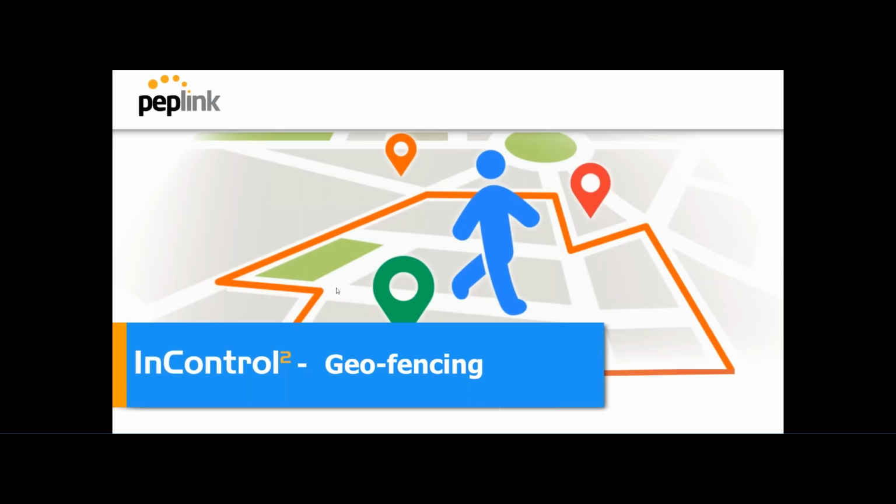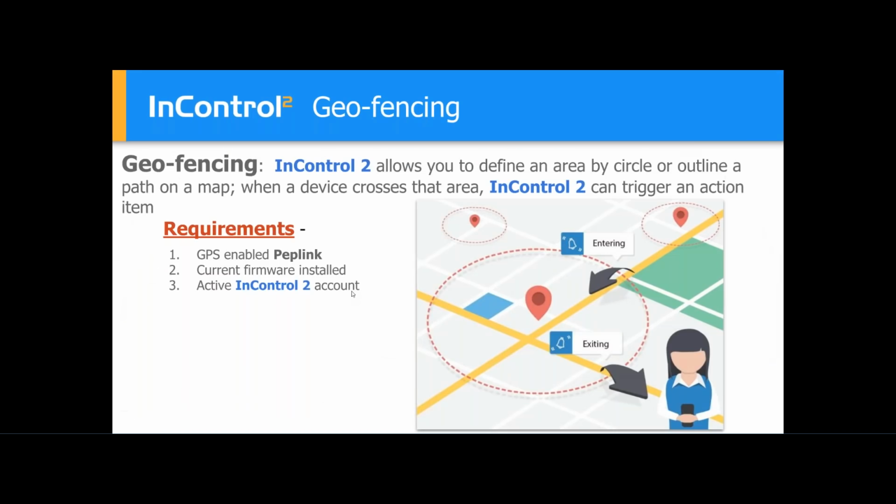A feature that's been up for a little while here, but it still bears revisiting, is geofencing. Geofencing allows you through InControl 2 to define an area either by just doing a manual circle or outlining a path on the map via GPX files. And when a device crosses that area, IC2 triggers an action item.